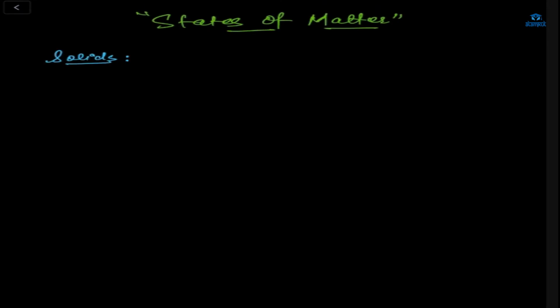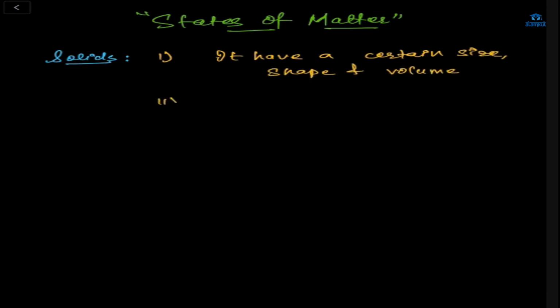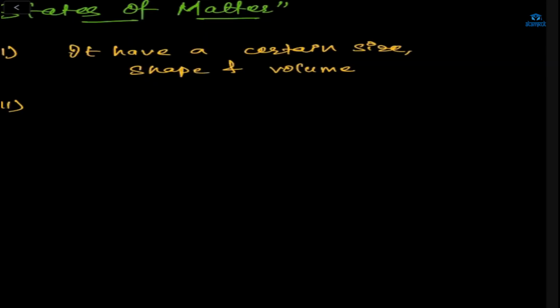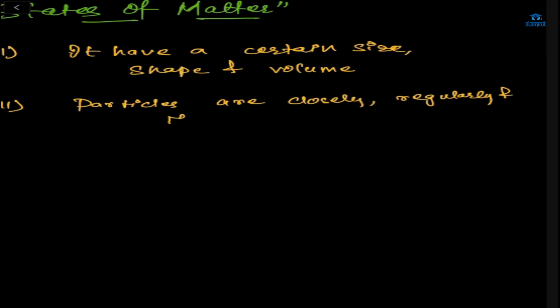Solids have a certain size, shape, and volume. The particles are closely, regularly, and tightly packed. Can we just directly write that they have a fixed shape and volume? Yes. And the particles are closely, regularly, and tightly packed. Correct.